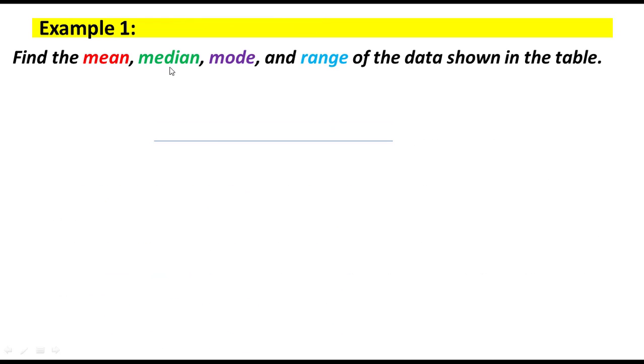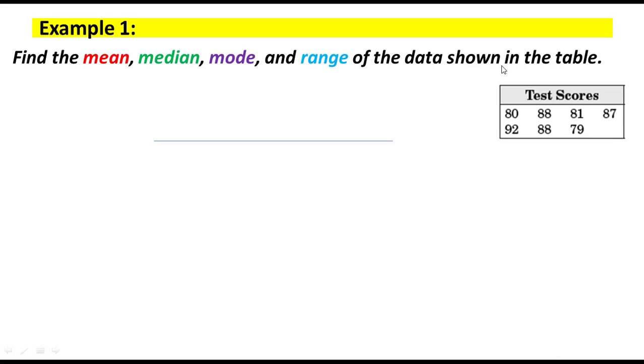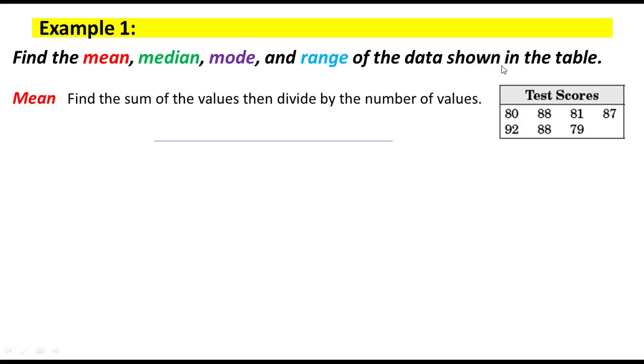Example number 1. Find the mean, median, mode, and range of the data shown in the table. To find the mean, first we're going to add all of the values, the sum of the numbers found in the figure, and divide by the number of values. So we add 80 plus 88 plus 81 plus 87 plus 92 plus 88 plus 79. Here we have 7 values, so we divide the whole thing by 7. This gives me 85. The mean is exactly like the average.